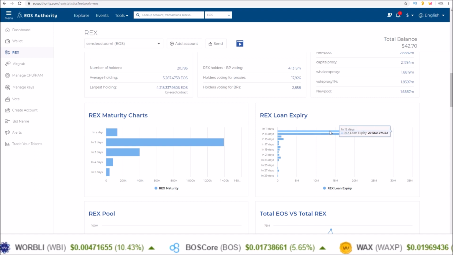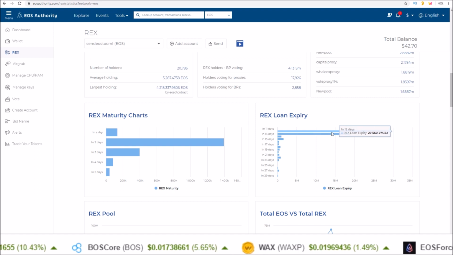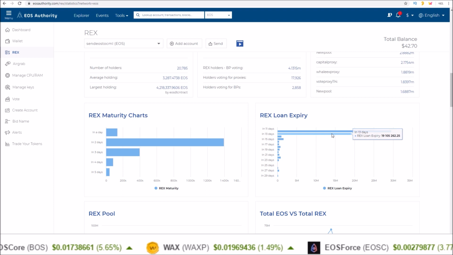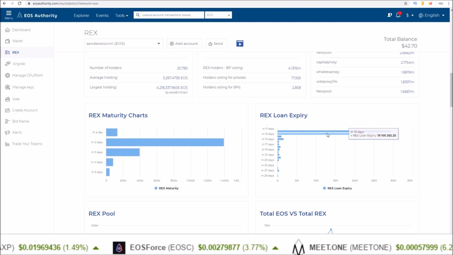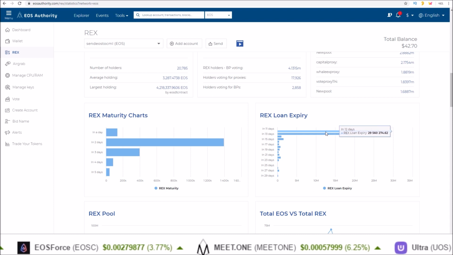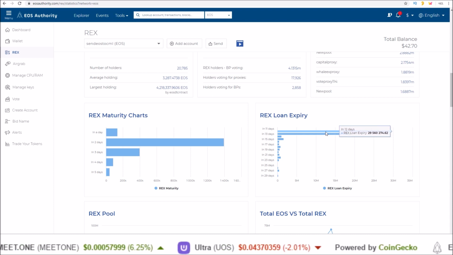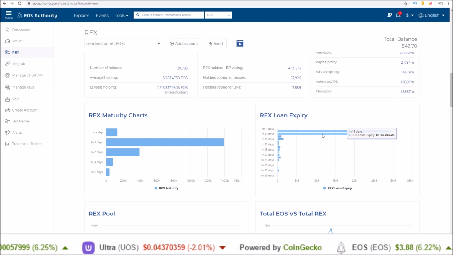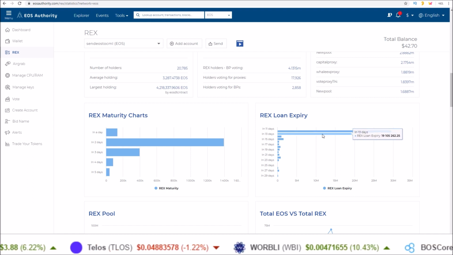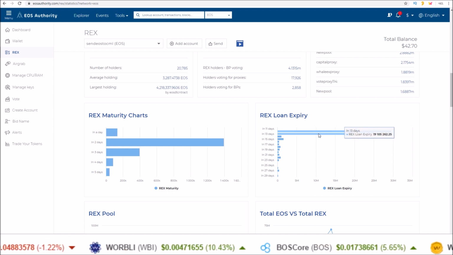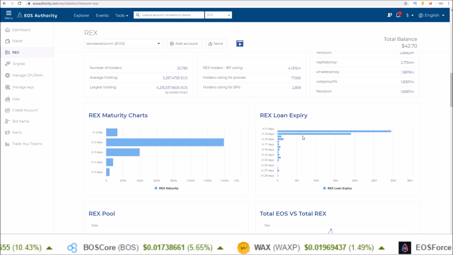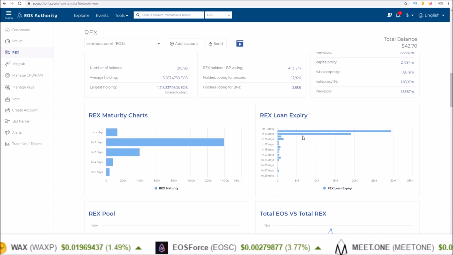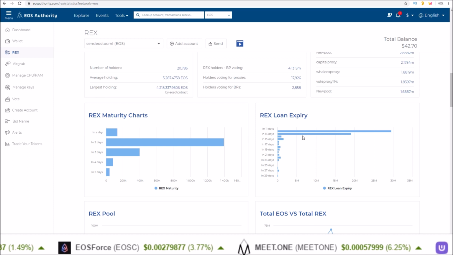There's a 29 million EOS REX loan and a 19 million EOS REX loan. So almost 50 million worth of EOS that were rented out on the old model. So once those expire in 12 days, 13 days, if they renew their loans, the price they pay for that loan is going to be dripped out over 30 days. And we'll see the real effect it has as far as people moving EOS into REX.